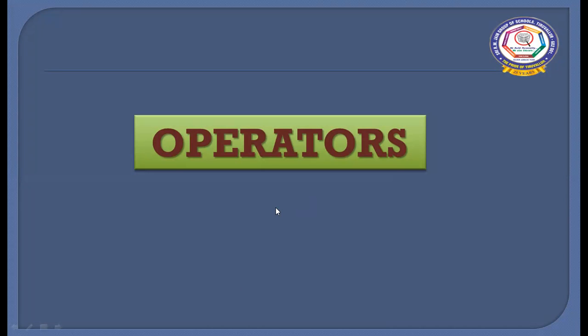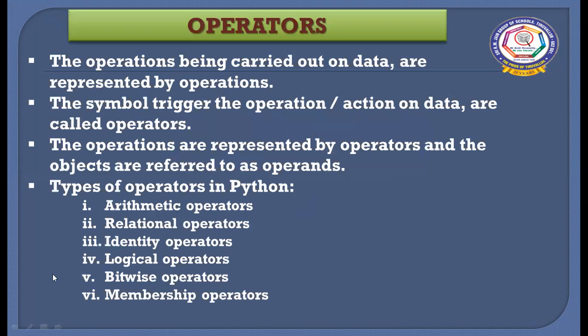Today in this session we are going to discuss what are the different operators that we have in Python. The operations being carried out on data are represented as operations. The symbol that triggers the operation on the data, we call it as operators. Operations are represented by operators as the objects are represented as operands. So the operator is the thing which performs the action on the data, right?